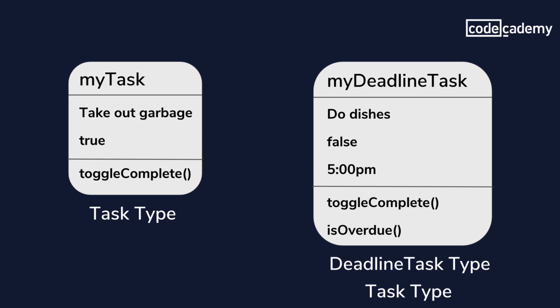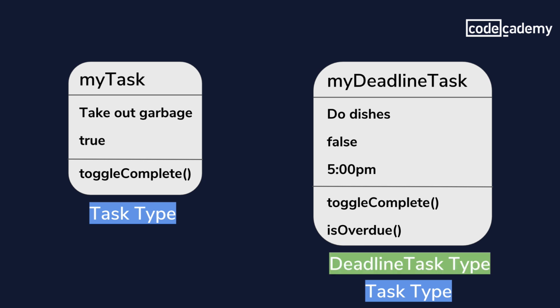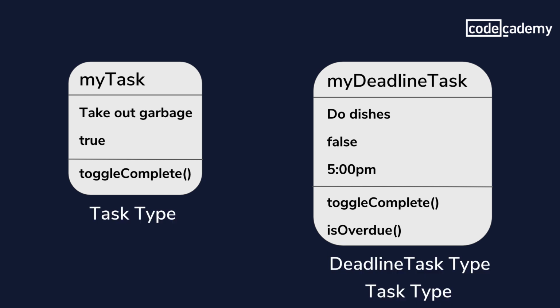If you think about it, this makes sense. The myDeadlineTask object has all the same attributes and methods as the myTask object, along with a few more specific ones related to deadlines. So any code that's designed to work with a task object will also be able to work with a deadline task object. This, in a nutshell, is polymorphism. It's what allows us to use either a normal task object or a more specific deadline task object in our programs interchangeably. So anywhere a task object would go, a deadline task could also go.